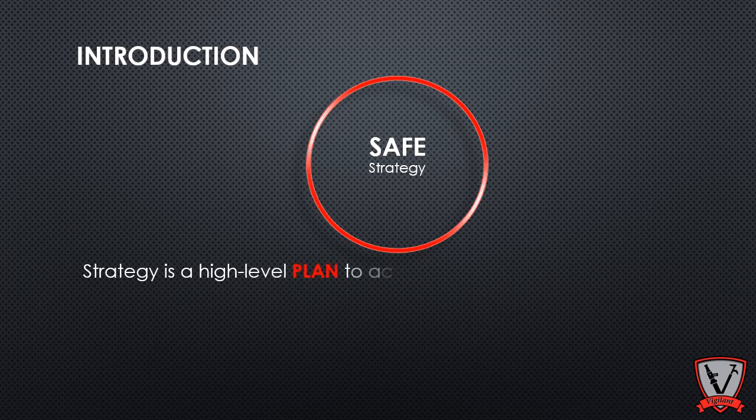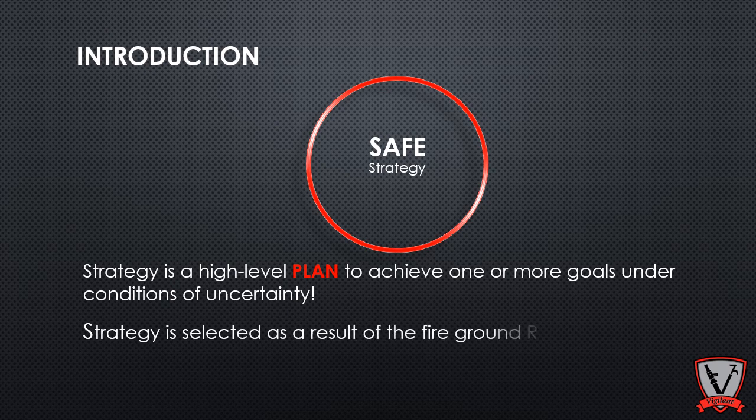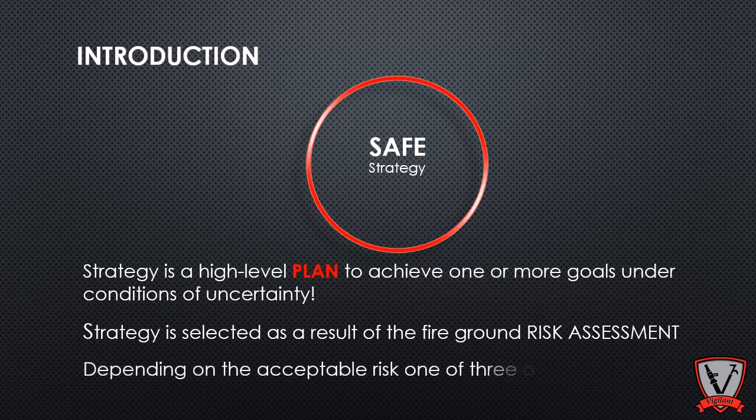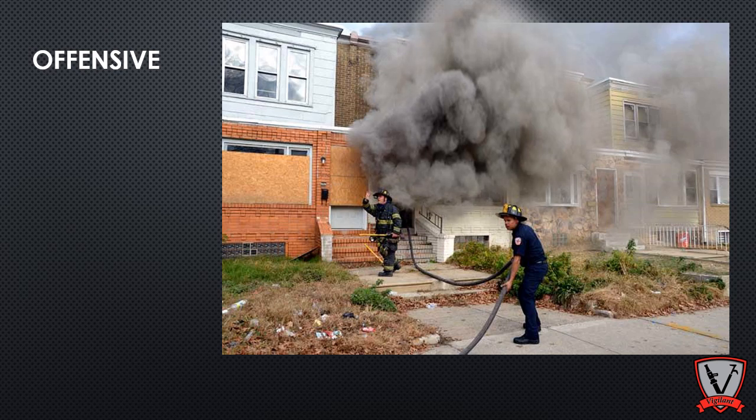Strategy is a high-level plan to achieve one or more goals under conditions of uncertainty. Strategy is selected as a result of the fireground risk assessment. Depending on the acceptable risk level, one of three operation modes is chosen. When we have a high potential for reward, we're willing to have a high level of risk. And when there's a high level of risk, we are typically operating in the offensive mode.